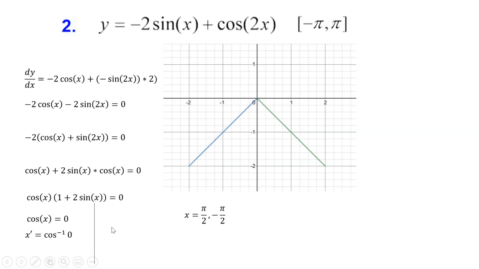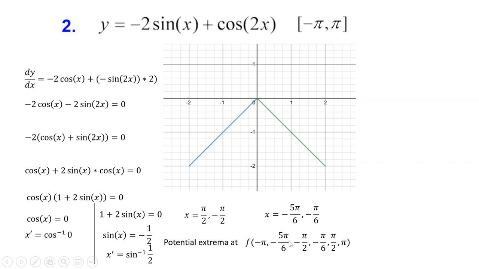But the other one is where 1 plus 2 sine x is equal to 0. Therefore, sine x is equal to minus a half. And you know how I do this? x prime is equal to the sine to the minus 1 of a half, which is pi over 6, and, sorry, minus 5 pi over 6 and minus pi over 6. So these are all of the various angles that we need, right?